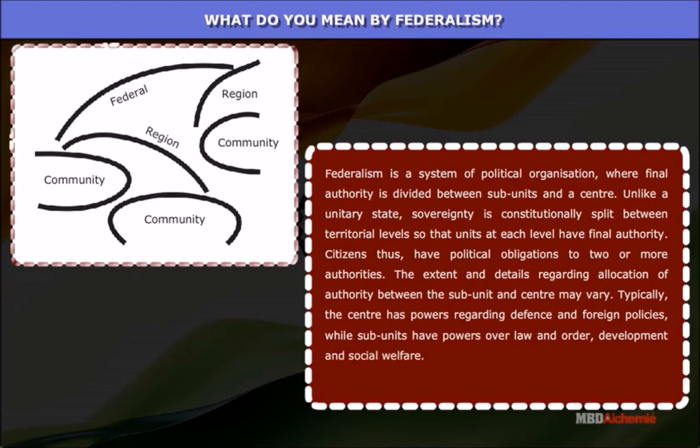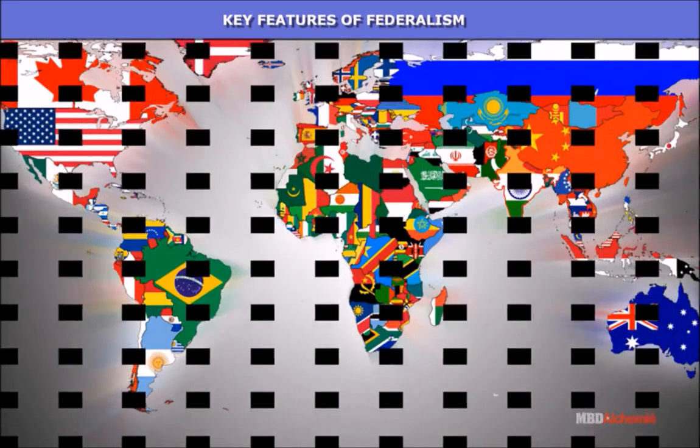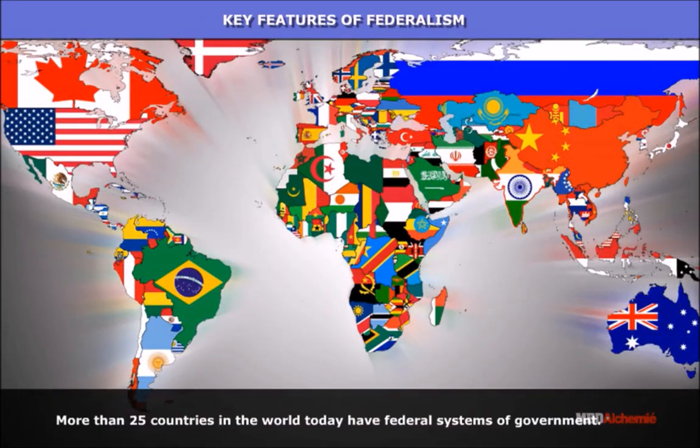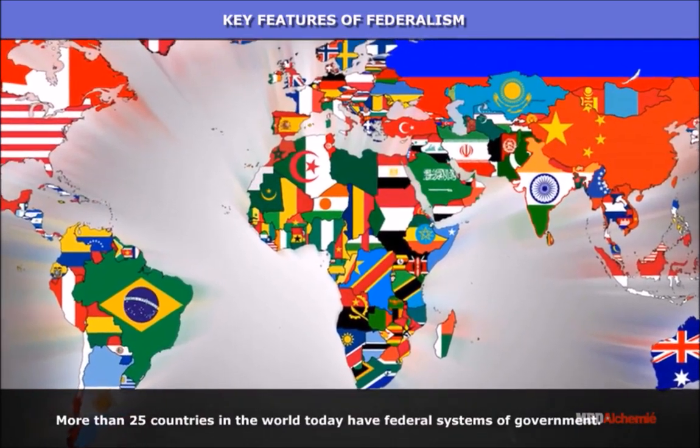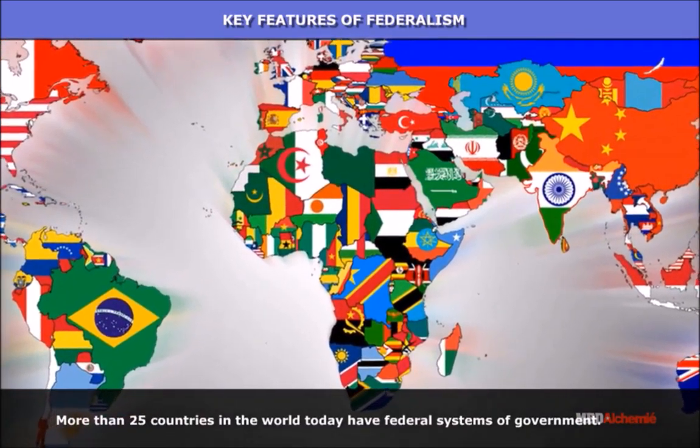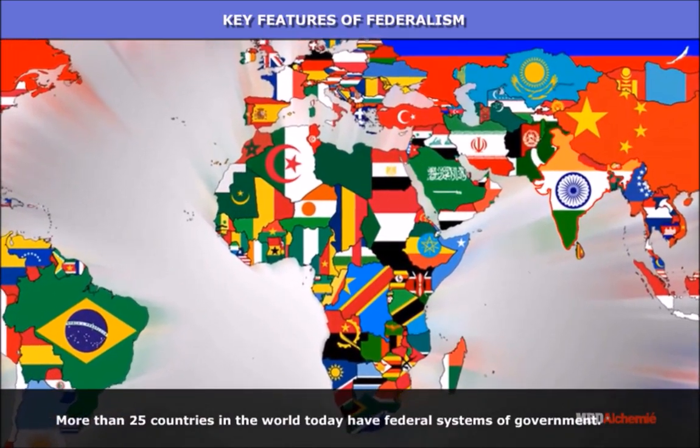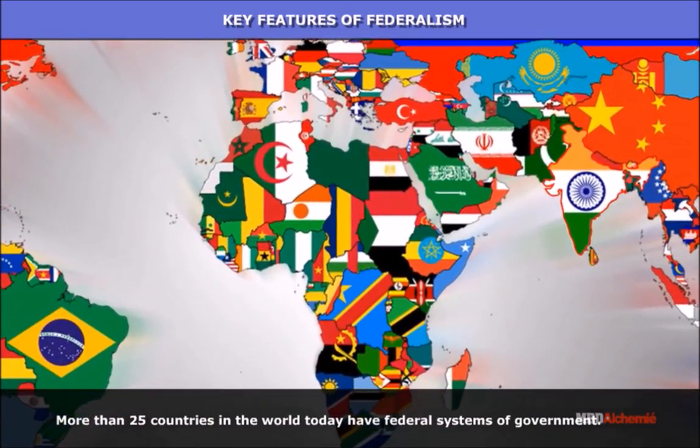social welfare. Key features of federalism. Federalism is a multi-level system of governance. It recommends reducing the power of the political center. Federalism is therefore a variant of liberal democracy.